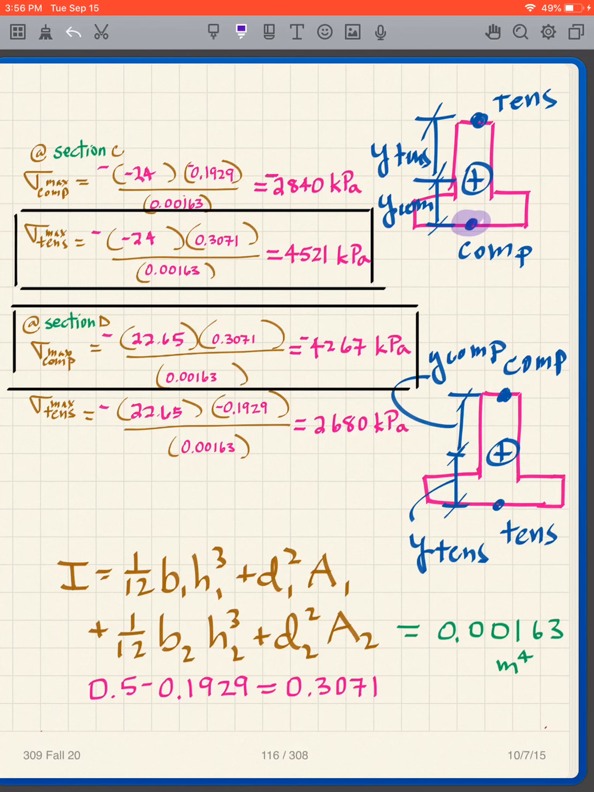For this one over here, negative 0.1929 also. For the top, I'm up here, that's a positive 0.3071, positive 0.3071. That fills out all of them. So let's do the first one. I have negative, negative, negative, so that means my answer is negative. It's compression. I get that.